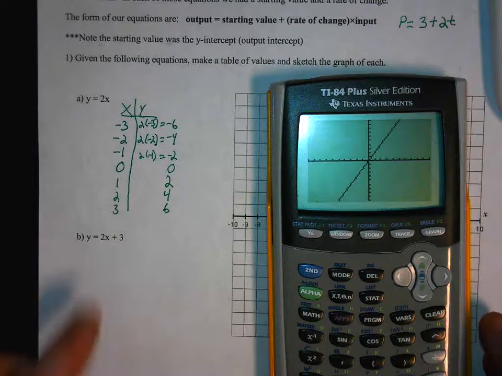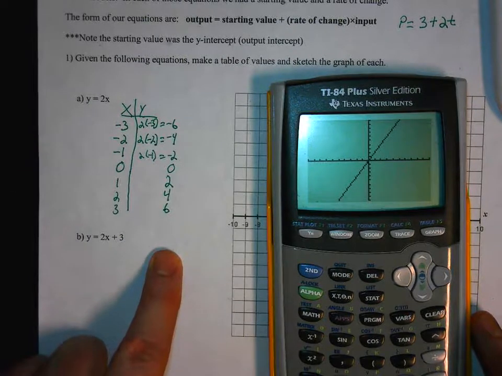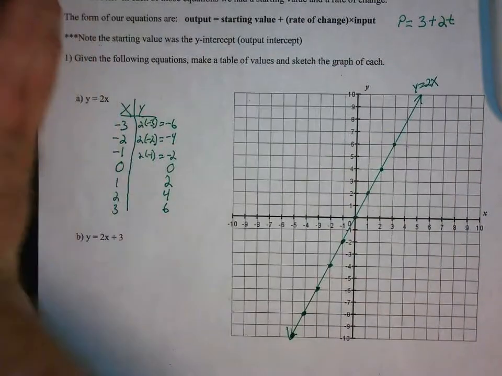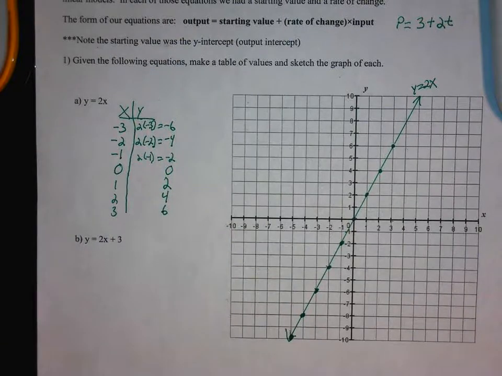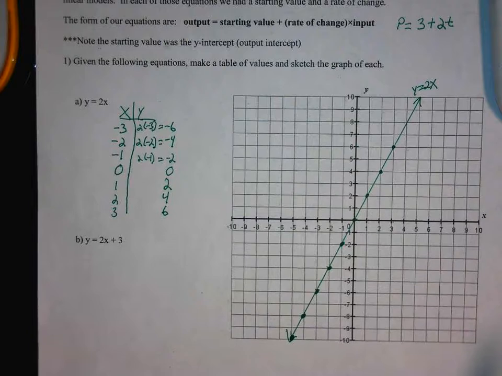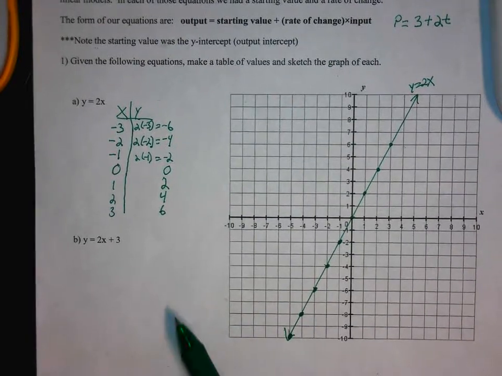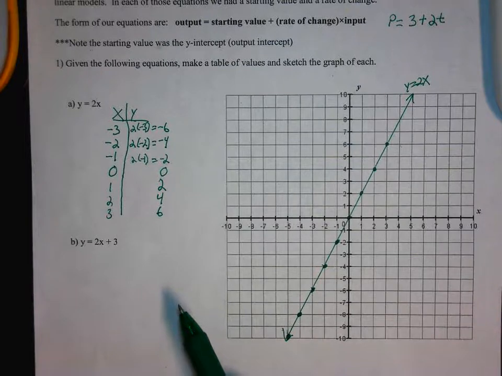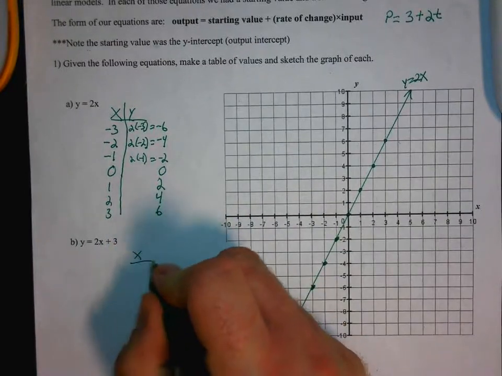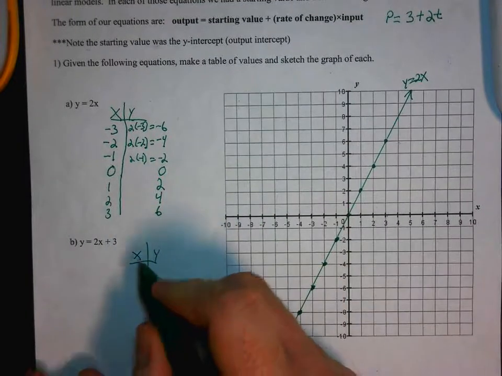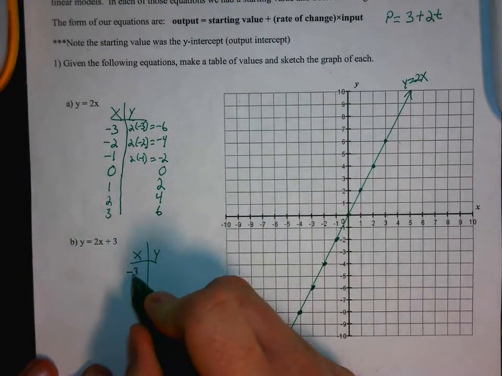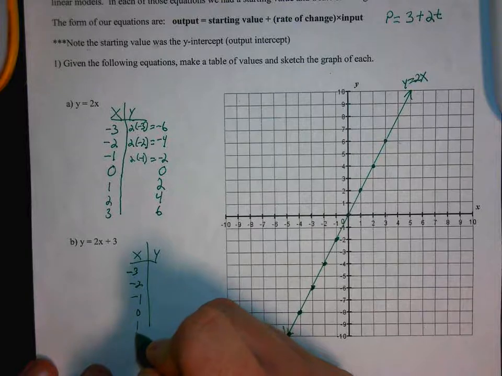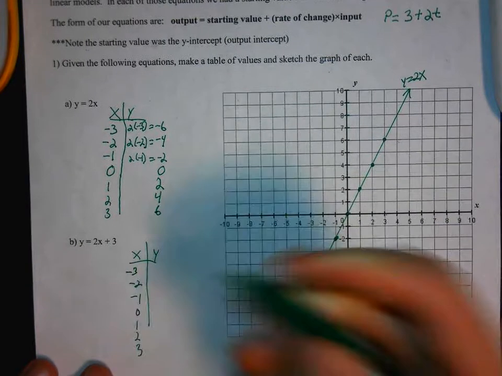Now you want to actually plot these points on the grid though. So there is the equation, or the graph, of y equals 2x. And then we want to do in part B, y equals 2x plus 3. So for the sake of time, you would just do a similar thing, where you make a table of values for x and y. And if you want to go from, say, -3 to 3 again, that'll work fairly nicely.